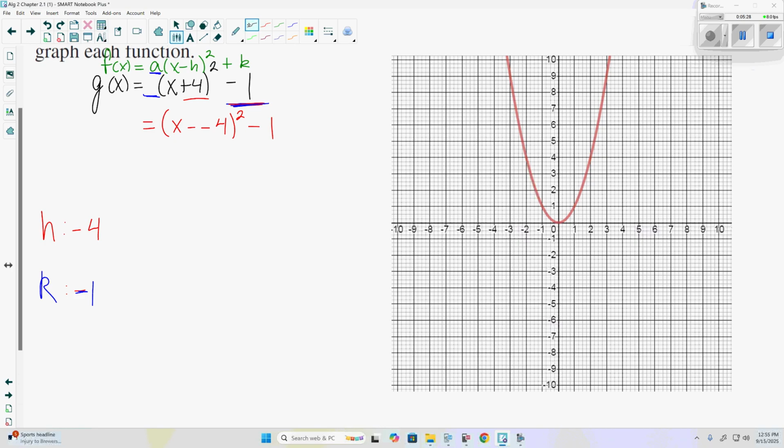Questions on this here? So the transformation, so the minus 4, we wouldn't put that it's minus 4 units. It would be what? Left 4 and down 1.